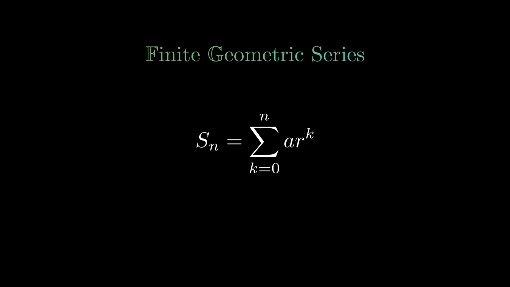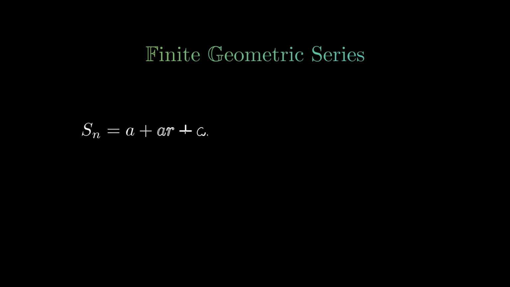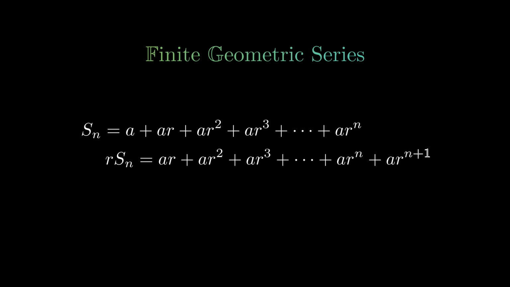Consider the sum from the 0th term to the nth term of a geometric sequence. To derive a formula for this summation, we can write out the terms. If we multiply each term by the common ratio r to obtain a new summation, then we notice that we can line up the matching terms. With these terms matching up, we can subtract r times Sn from Sn to obtain 1 minus r times Sn is equal to a minus a times r to the power n plus 1. Dividing both sides of the equation by 1 minus r gives the formula for the summation.